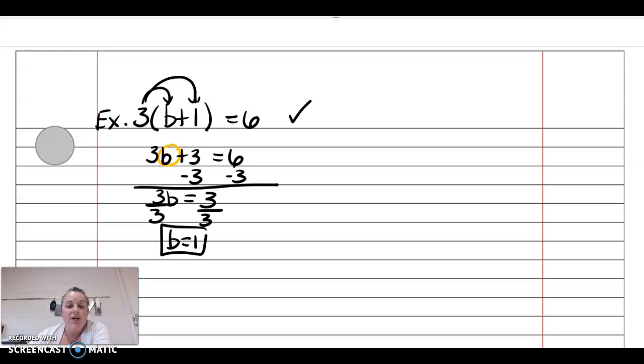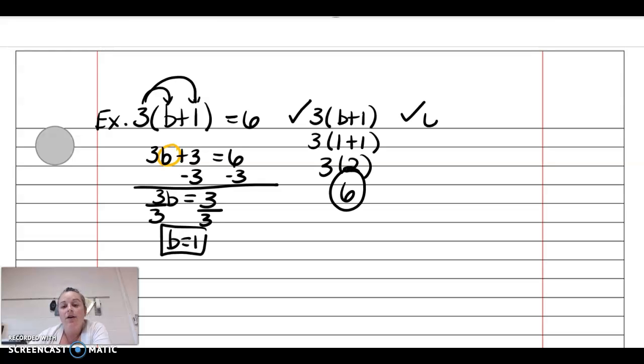And then when I go to do my check, we'll check the left side, which was this 3 times b plus 1. So I have 3 times b, which is 1, plus 1. So I have 3 times 2, which gives me 6. The right-hand side already has a 6, so we're good.